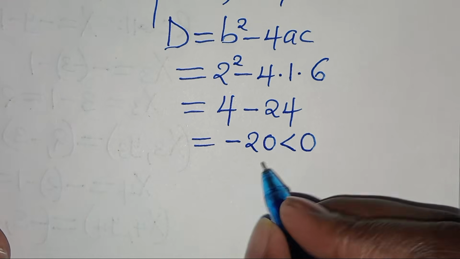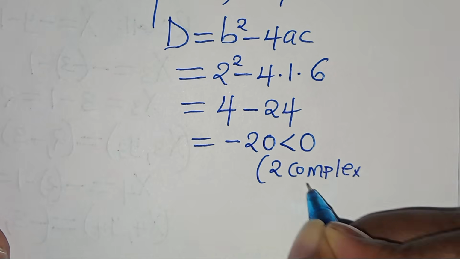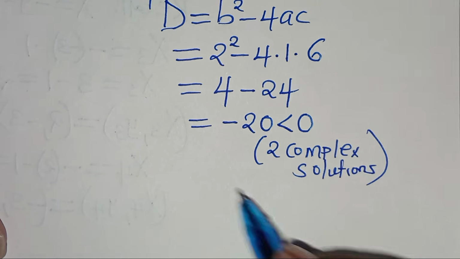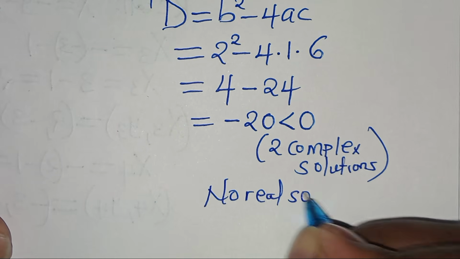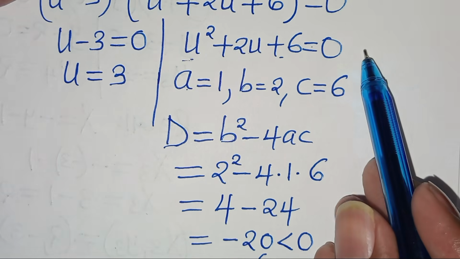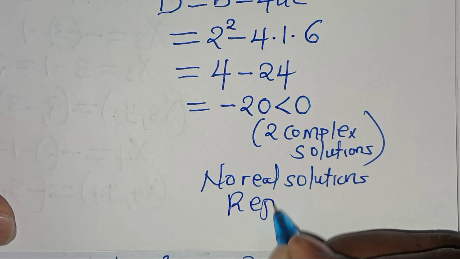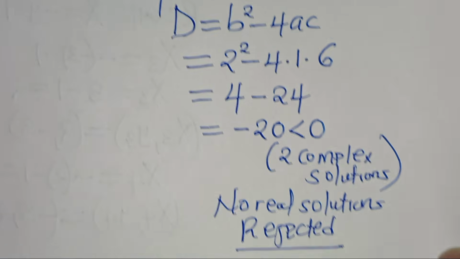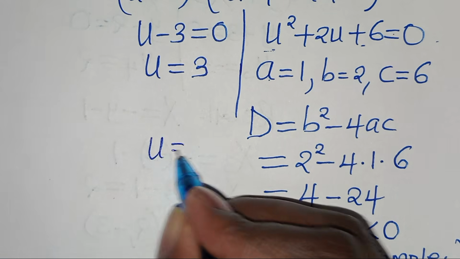What this means is that we have two complex solutions, and therefore there is no real solution that can be obtained from this quadratic equation. So this means that the quadratic equation is rejected. Now let's focus on u, which is equal to 3.